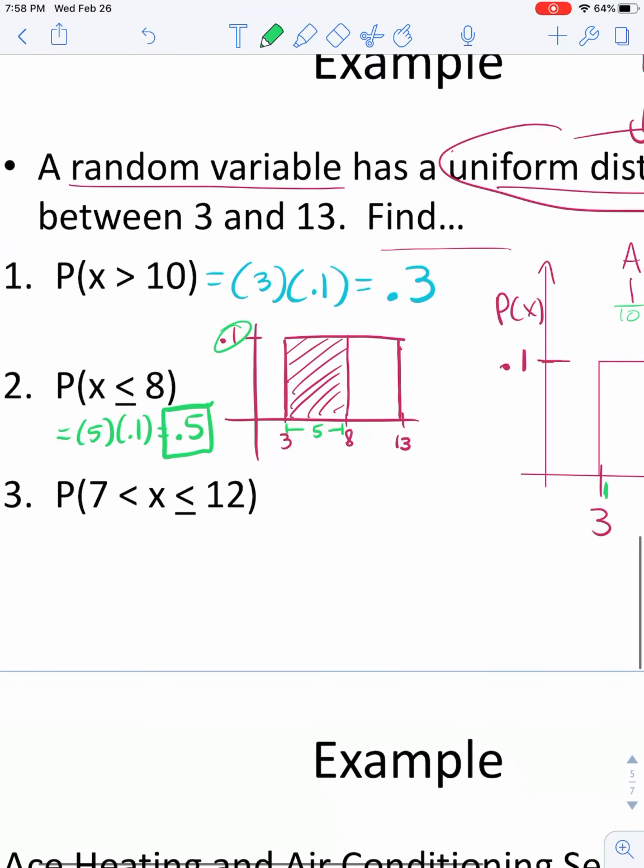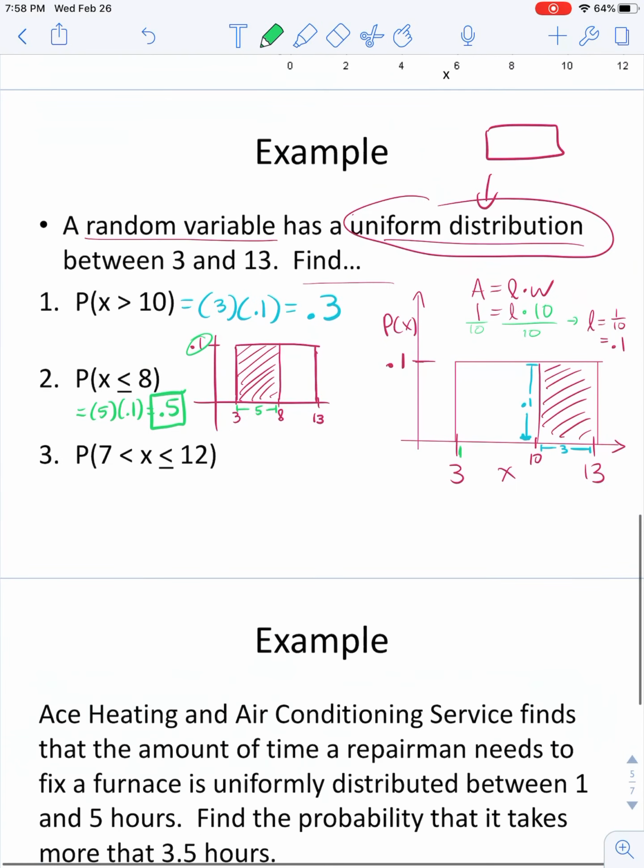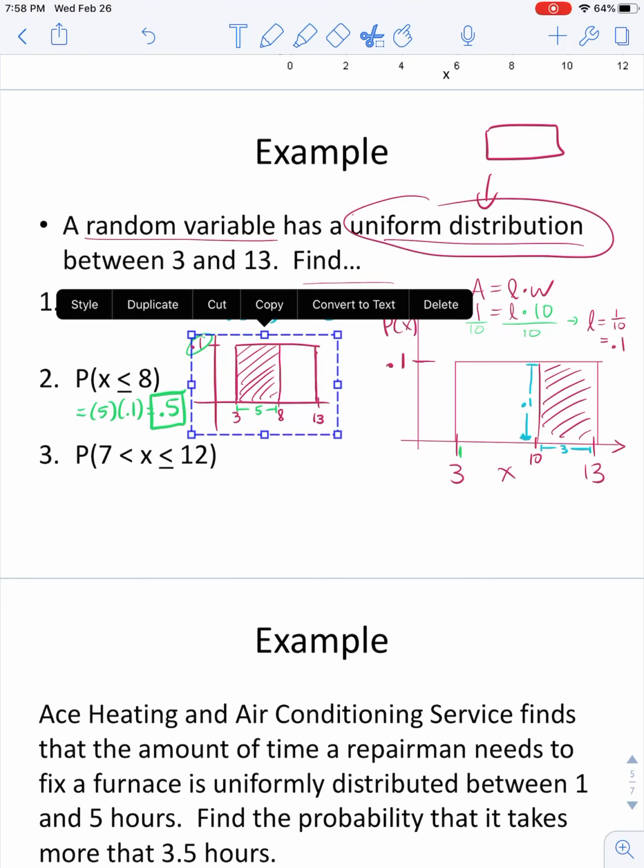Whatever the area is that goes according to the interval we were finding, that is equal to the probability. That's how density curves work. That's how uniform distributions work. So one more picture here. I'll cheat a little bit and copy and paste this picture to do it.